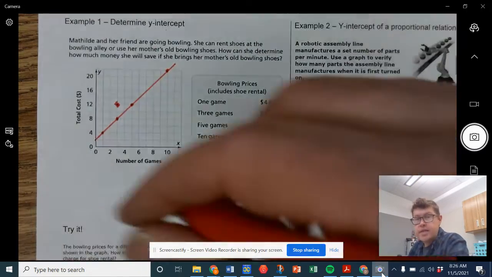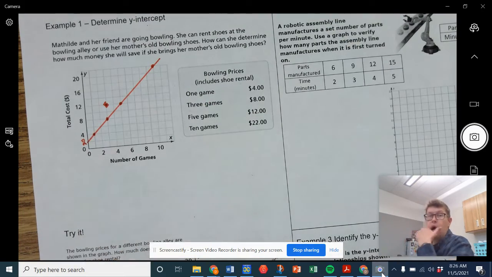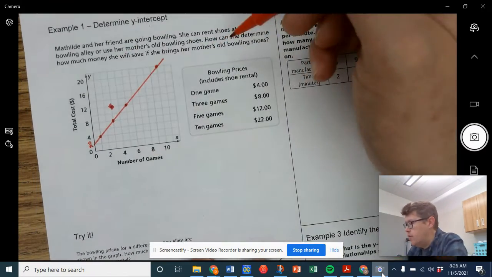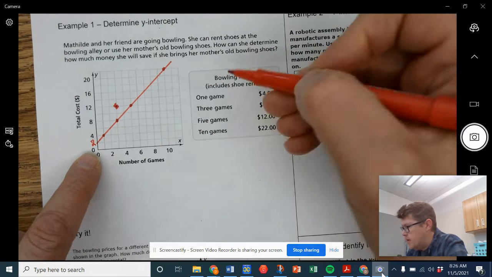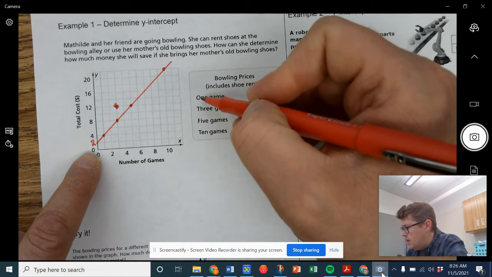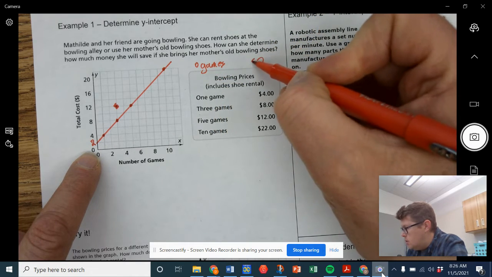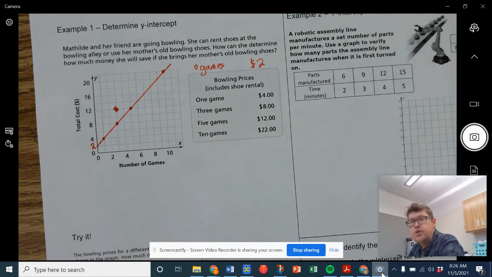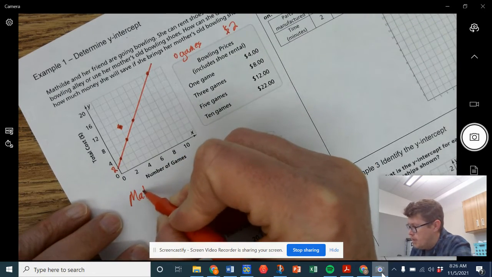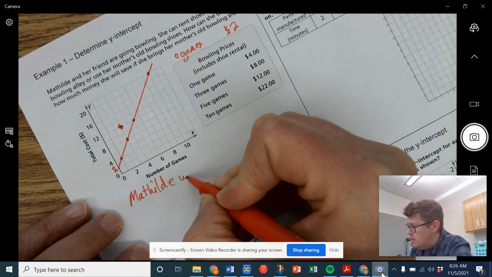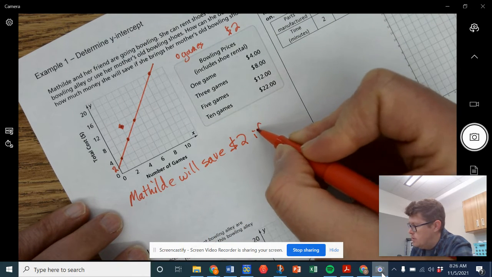And I can see that this line does not start at 0. It starts at 2. So what that means is that that shoe rental is $2, right? Because you're paying that $2 before you even start a game, right? Because if we reverse this out for 0 games, it's $2. So you're paying $2 for that shoe rental right there. So Matilda, that's probably not how you pronounce that, will save $2 if she brings her mother's shoes.